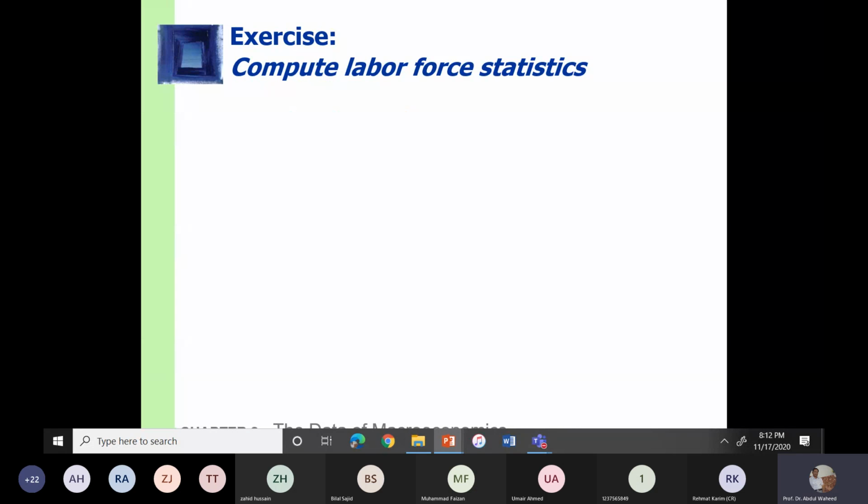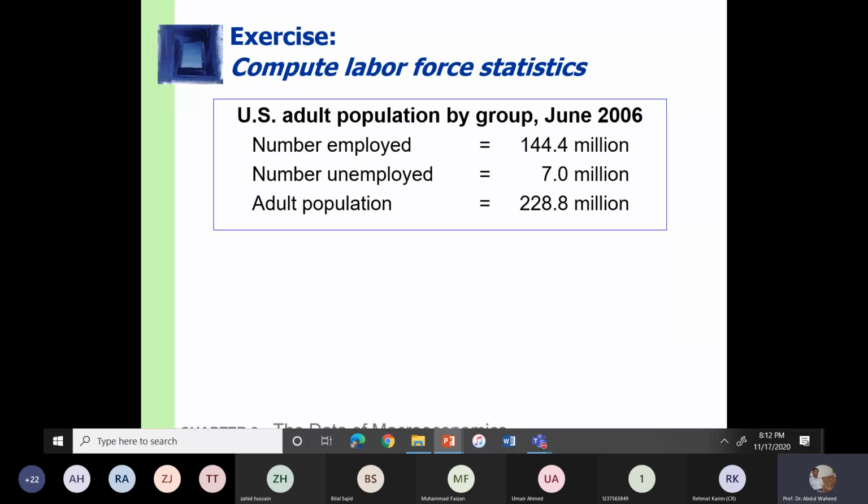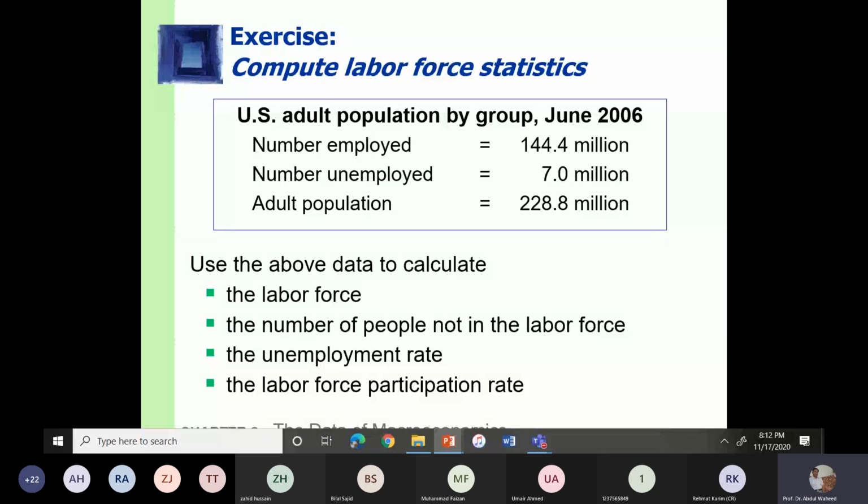Now let's compute the labor force statistics. I'm giving you these numbers. Number of people employed, 144.4 million. Number of unemployed people, 7 million. Adult population is 228.8 million. Now you have to calculate the figure for labor force, number of people not in the labor force, unemployment rate, and labor force participation rate. These four statistics you have to calculate.